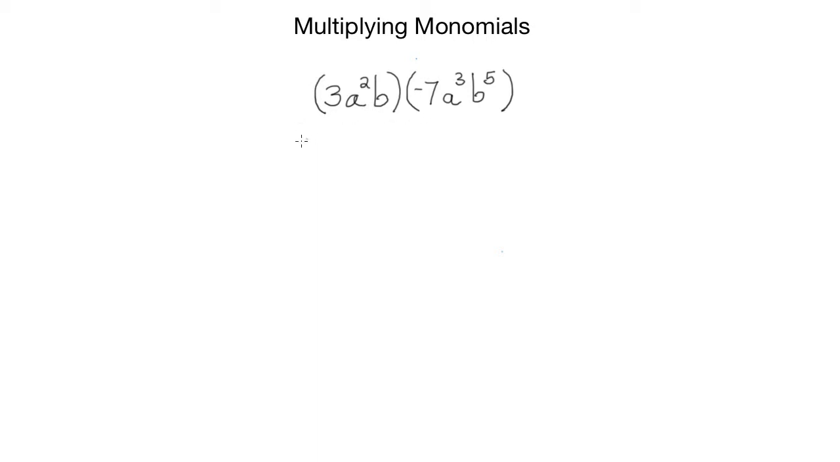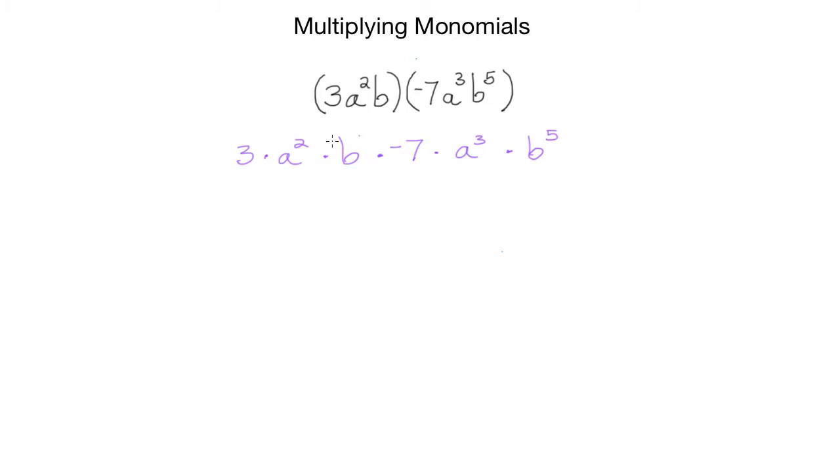3 times a squared times b, I can rewrite that as 3 times a squared times b. But that's also multiplying negative 7 times a cubed times b to the fifth. So I'm going to multiply that by negative 7 times a cubed times b to the fifth. Now instead of two monomials being multiplied, we can see it's just a bunch of variables and numbers all multiplied together. And the nice thing about multiplication is it doesn't matter the order in which you multiply.